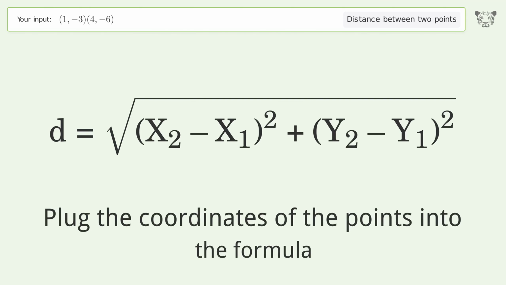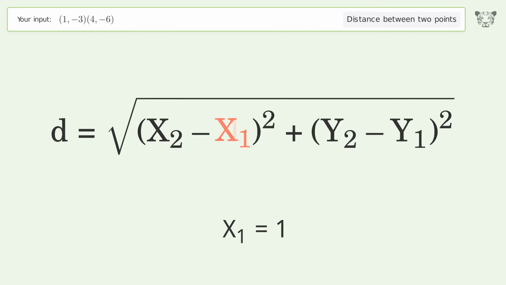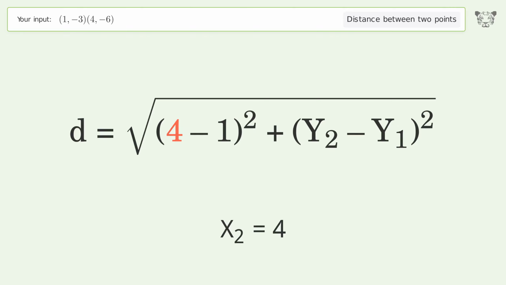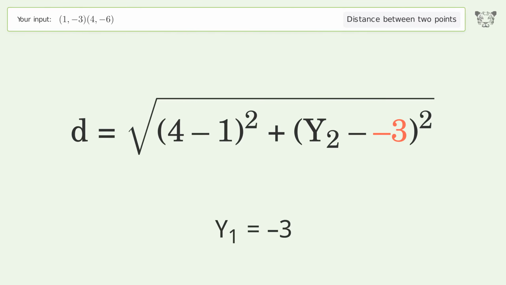x1 equals 1. x2 equals 4. y1 equals -3. y2 equals -6.